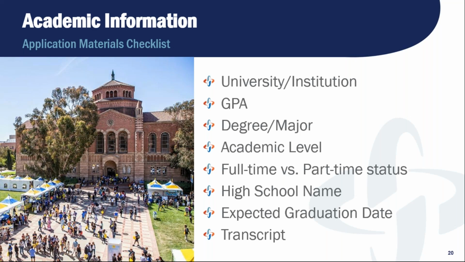And a transcript. For the purpose of your application, you may submit an unofficial transcript. That is A-okay for the review of your application, but please note that we will require an official transcript once you are selected for the scholarship, before your scholarship award is dispersed. So please have that in mind. But I know there's a cost for transcripts, so unofficial transcripts are okay for the application period.